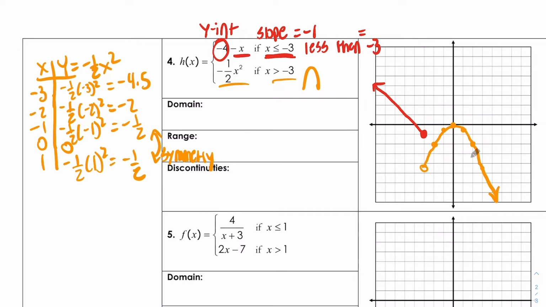Now for the domain from left to right. Left, our red line goes forever to the left, so we have a -infinity. It goes to the -3 and includes the -3. After the -3, it picks back up on the orange at exactly -3. So there are no gaps. It was included. And then we just go on forever to the right.